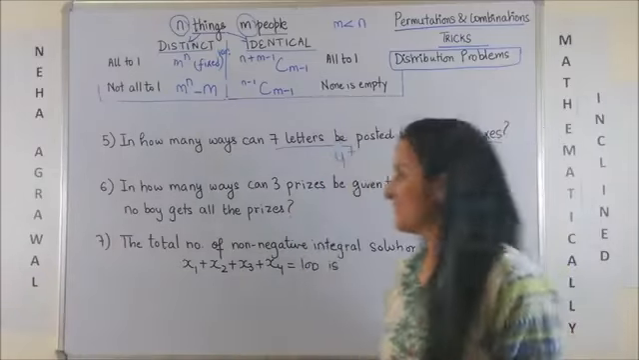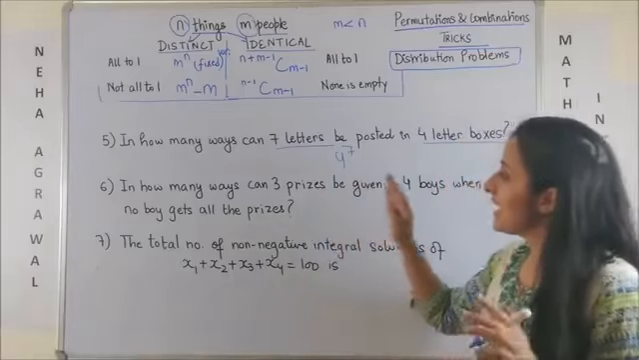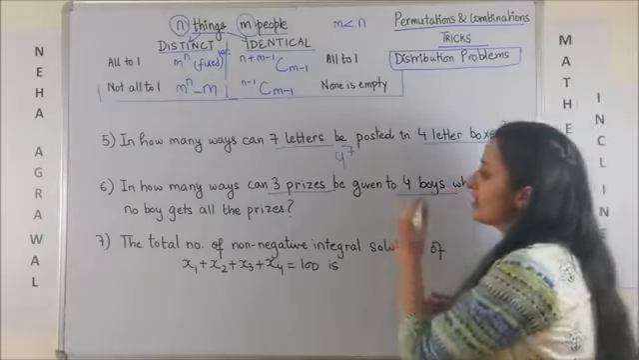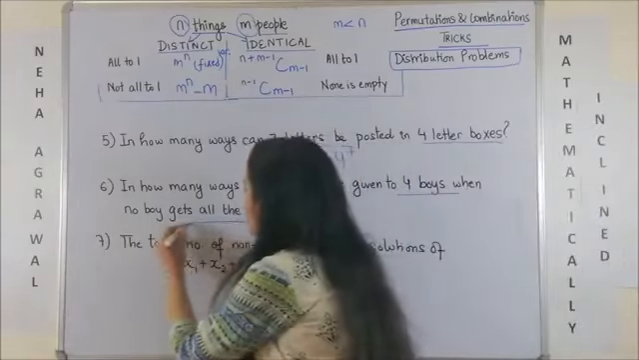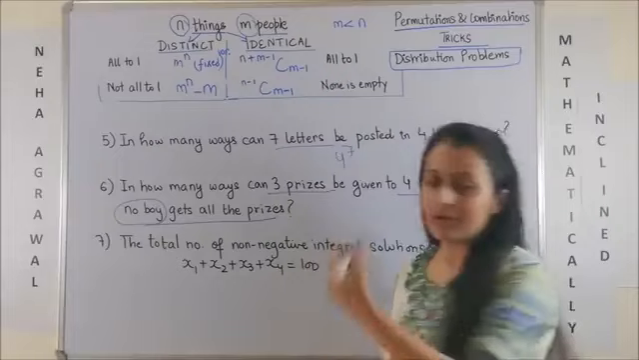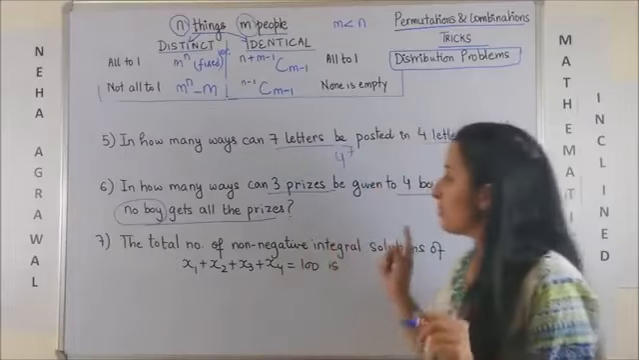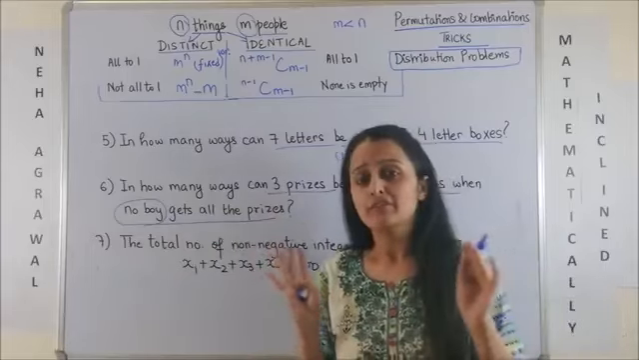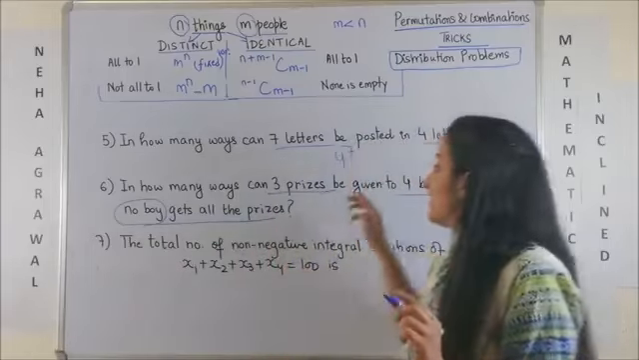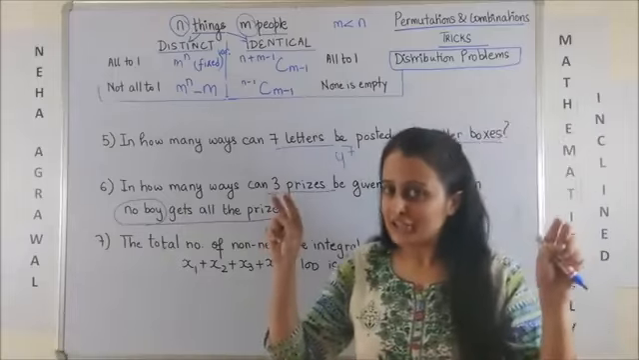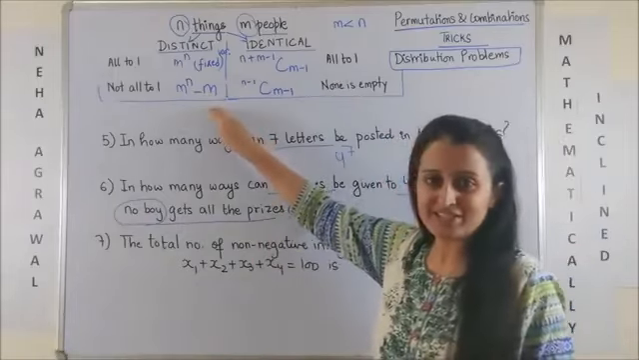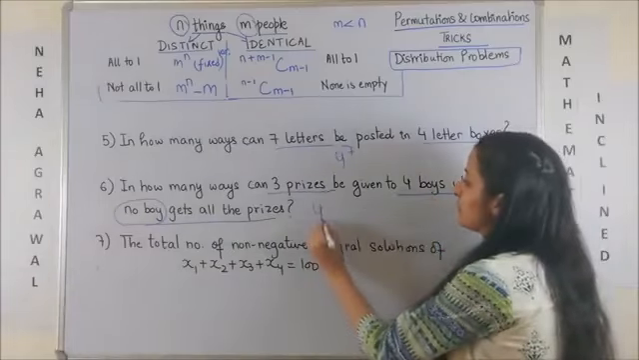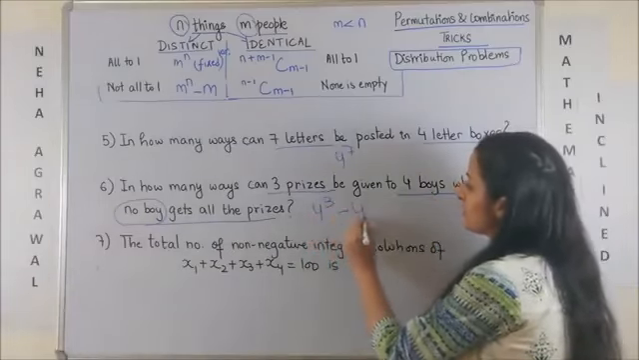As simple as that. Moving on to the next one, it says, in how many ways can 3 prizes be given to 4 boys when no boy gets all the prizes? So first of all, it's important to note, until specified that the prizes are identical, we are going to take them to be distinct. Further, as you can see, there is a condition applied to this, so we have to stick to the second formula, and we say boys being fixed, it will be 4 cube minus 4.